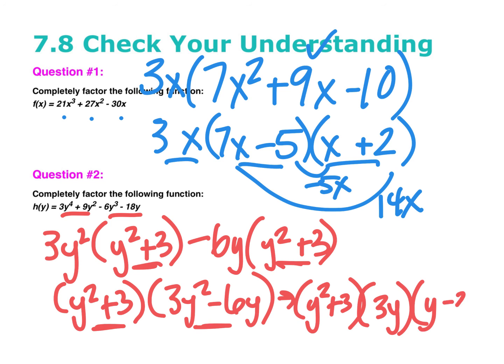and then a minus 2. Now, typically when we would write this out, we would put the 3y first before the other two binomials. But these are the three components you should get when you factor this by grouping.